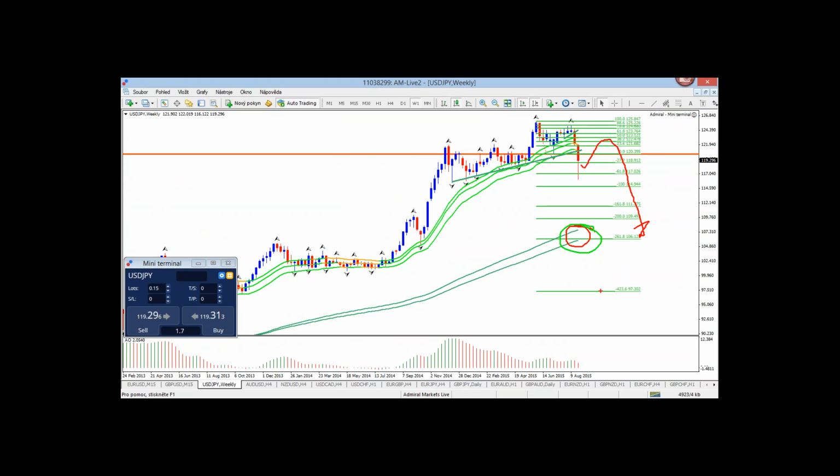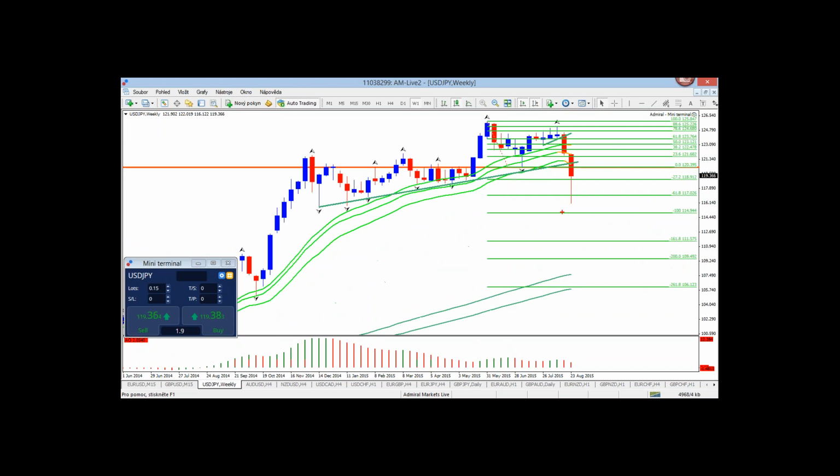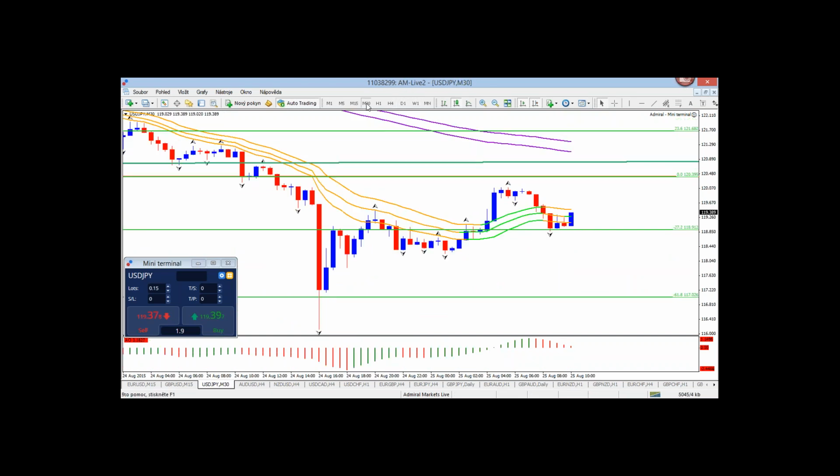I don't necessarily see a reason why it could not break a bit lower. Let me say it this way. So the dollar yen and pound dollar perhaps a bit more interesting. So where could it continue?